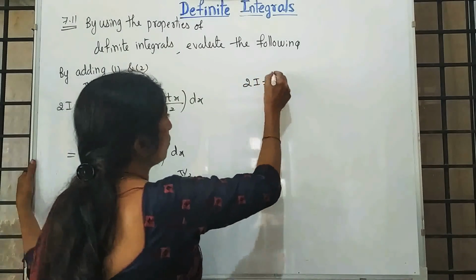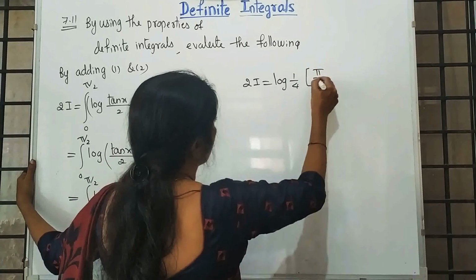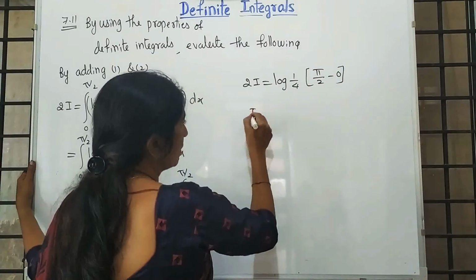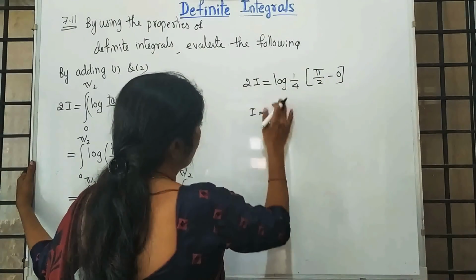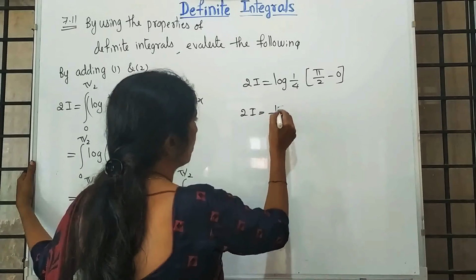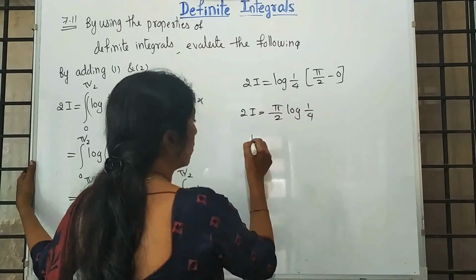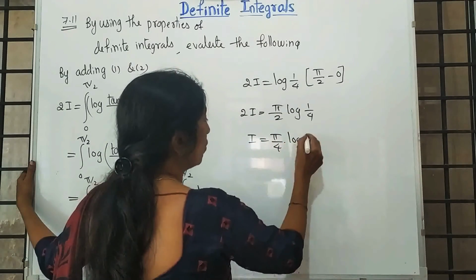2I is equal to log of 1 by 4, with upper limit pi by 2 and lower limit 0. So I is equal to, this is with log, this is without log. So first I will write 2I is equal to pi by 2 into log 1 by 4, or I is equal to pi by 4 into log 1 by 4.